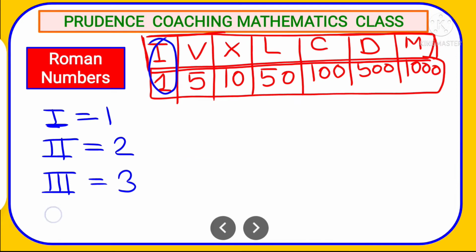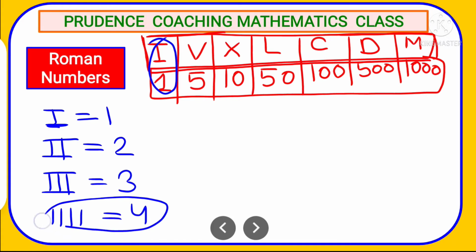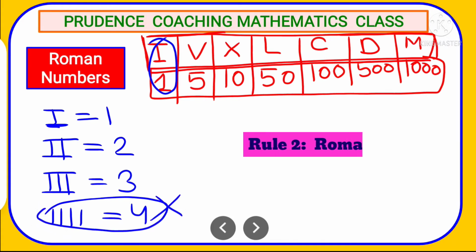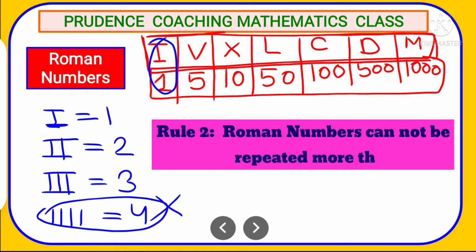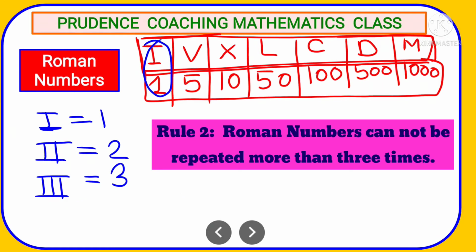But, can we write 4 like this? 4 times I is 4? No, we cannot write it. This is wrong. Because our first rule in Roman numbers says that we cannot repeat any of these Roman numerals more than thrice. So here, as you cannot repeat this I more than 3 times, you cannot write 4 using this I which is representing 1. So how are you going to write 4? You need to use the next Roman numeral, that is V, which is representing 5.